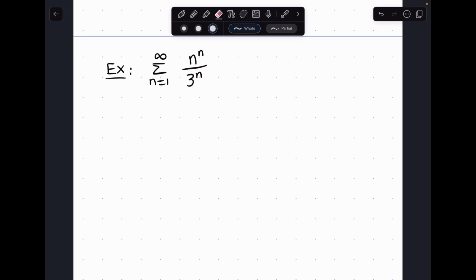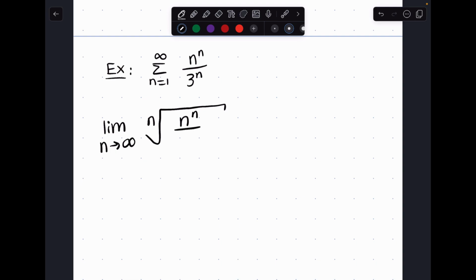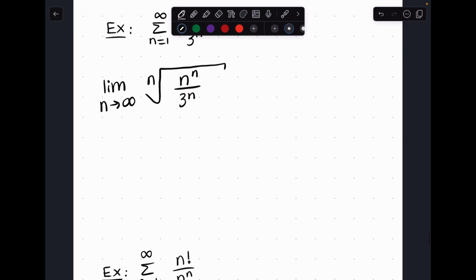So we can look at the limit as n goes to infinity of the nth root of the absolute value. These are all positive, so you don't have to write the absolute value here, but technically it is the absolute value of n to the n over 3 to the n. And we're going to roll through and try to evaluate this limit. So we've got limit n goes to infinity. When I take the nth root of the numerator, I get n. When I take the nth root of the denominator, I get 3. When I evaluate this limit, I get infinity, which is greater than 1.